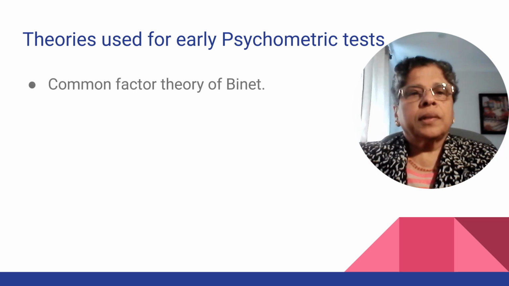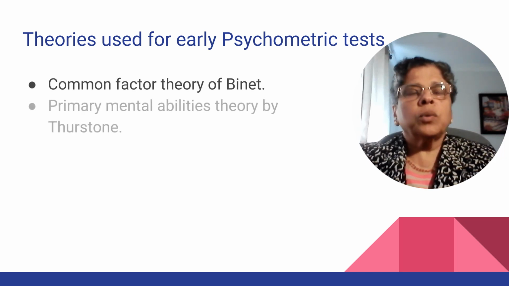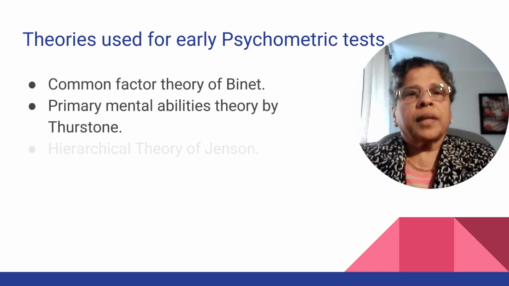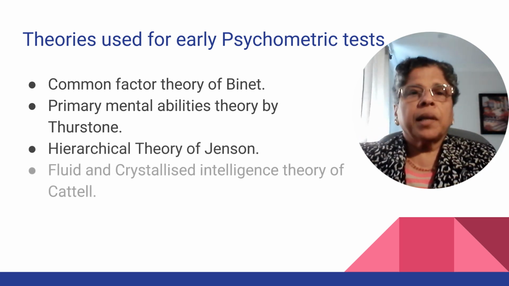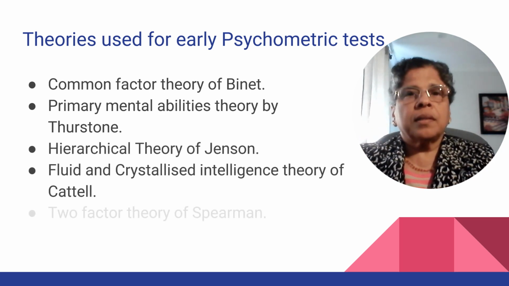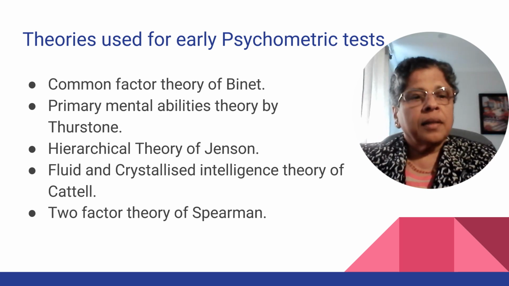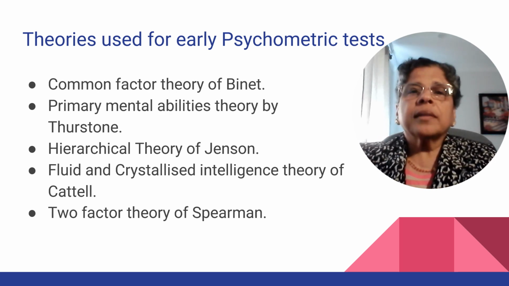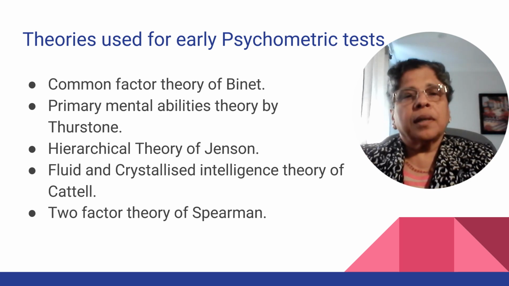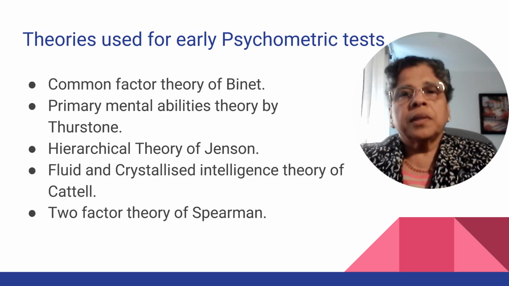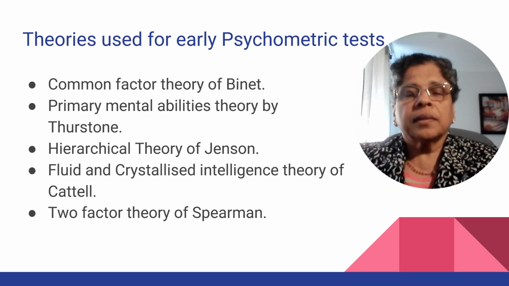Here we will see some of the theories that were used earlier for psychometric tests. Common factor theory of Binet, primary mental abilities theory by Thurston, hierarchical theory of Jensen, fluid and crystallized intelligence theory of Cattell, and the two-factor theory of Spearman. These were the earlier theories used to design psychometric tests.